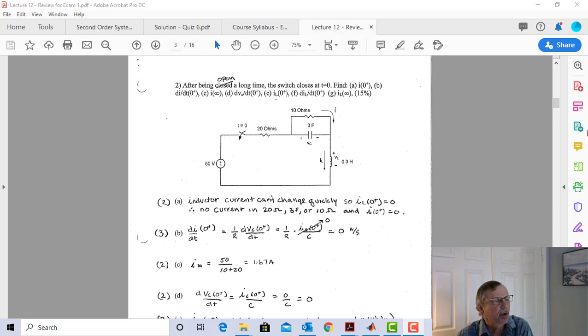Let's do another problem. So in this problem, after being open for a long time, our switch is going to close at t equals 0. And we're going to find basically all the usual stuff. So let's triage the problem. So what do I see here? I see a 50 volt source. Switch is open at t equals 0 minus. That means no current here.